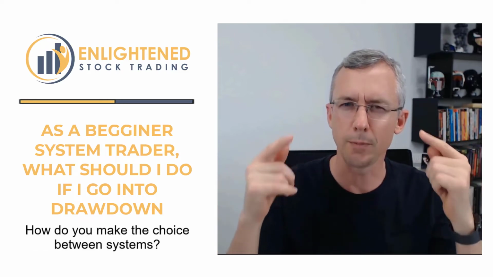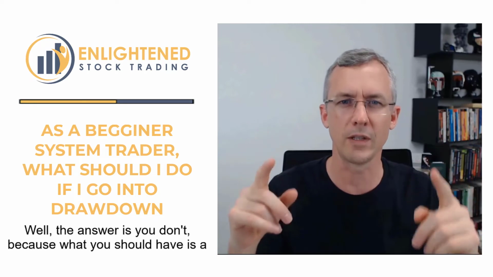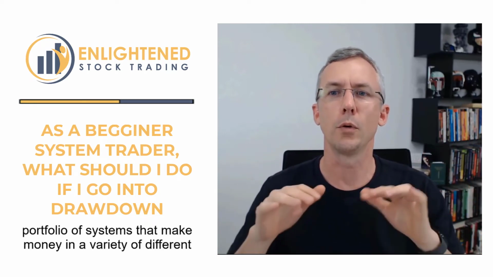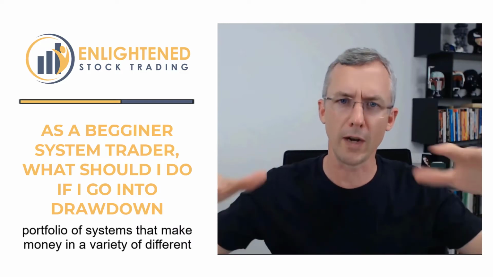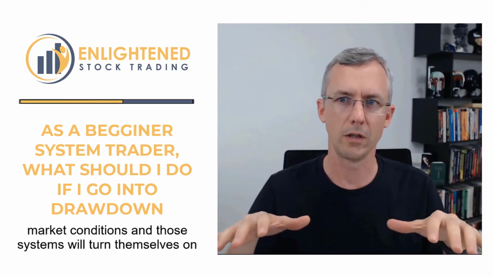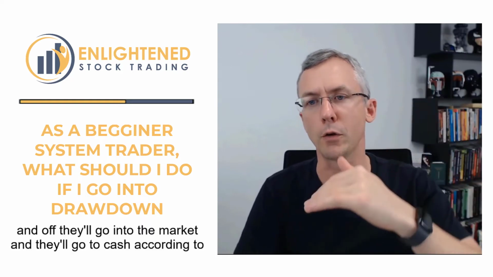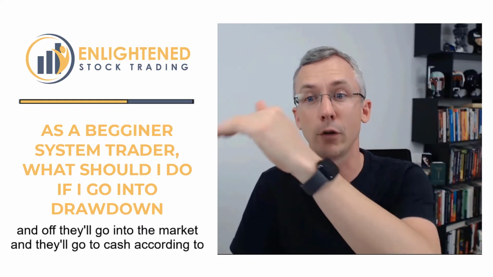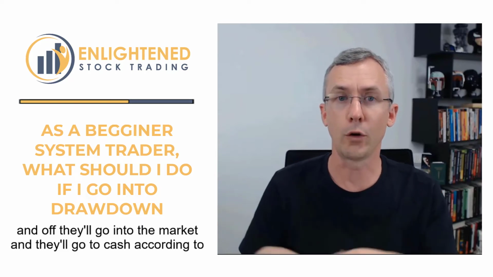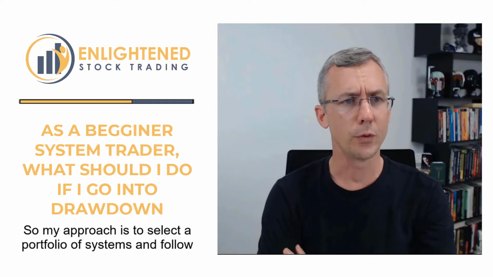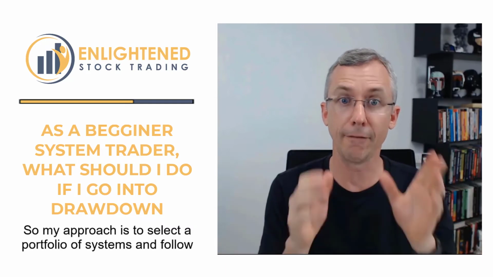How do you make the choice between systems? Well, the answer is you don't. Because what you should have is a portfolio of systems that make money in a variety of different market conditions. And those systems will turn themselves on and off. They'll go into the market and they'll go to cash according to the rules of the system. So my approach is to select a portfolio of systems and follow them.